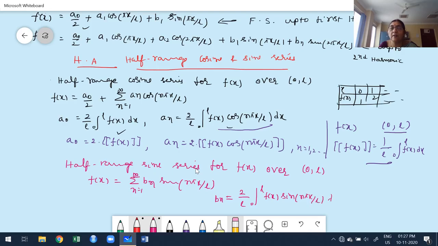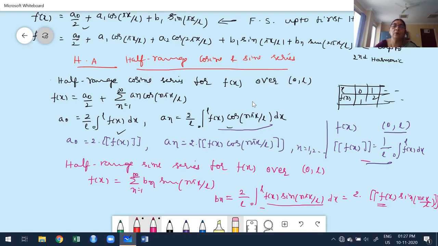But in the next step, we already know that this integral means the product of these two functions is defined over the interval 0 to L. From this property, we get 2 times the mean of the product of these two functions, f of x into sine of n pi x by L. Yes, this is the formula for b n, when the function is a half range sine series.